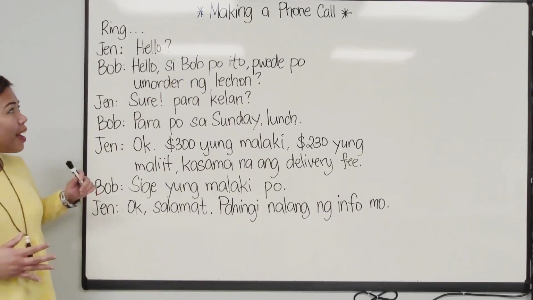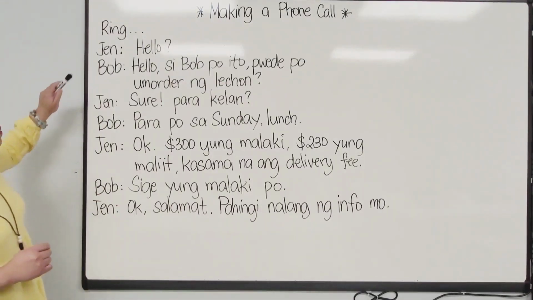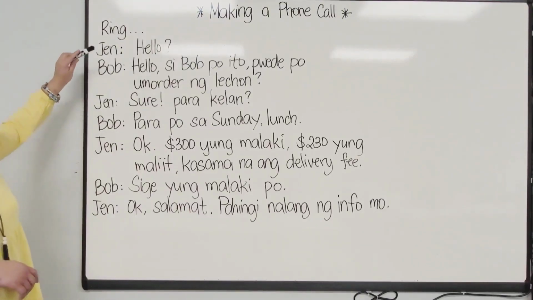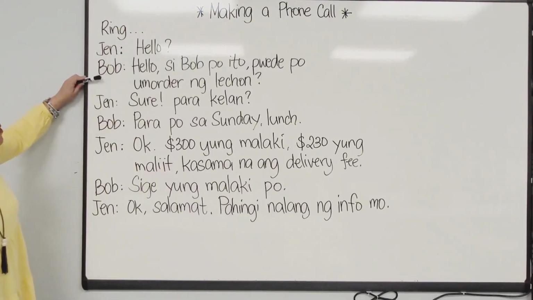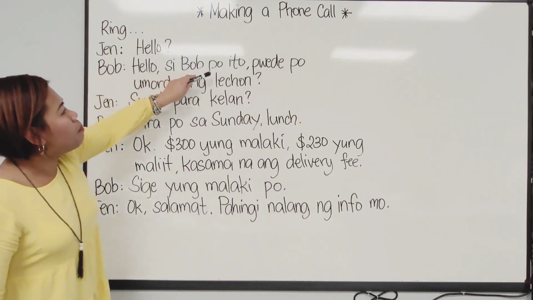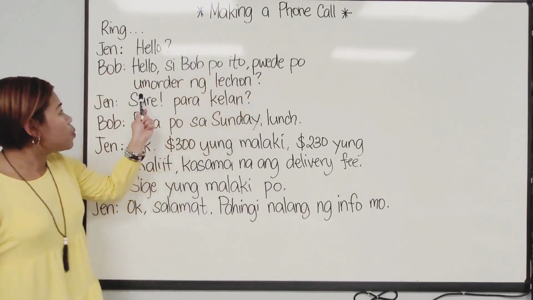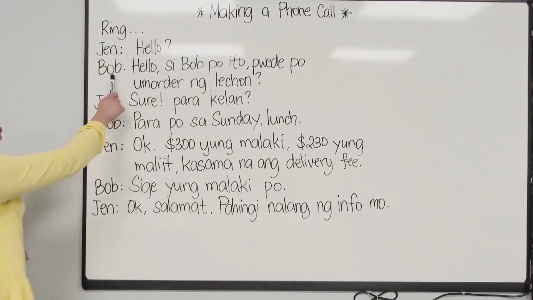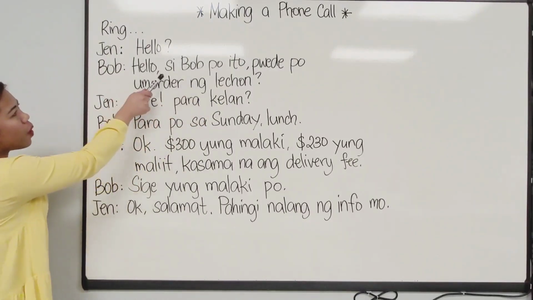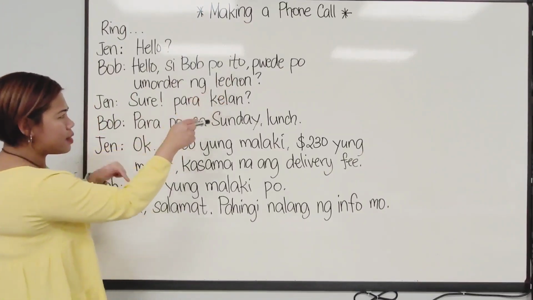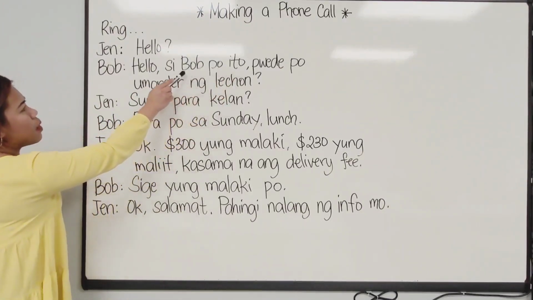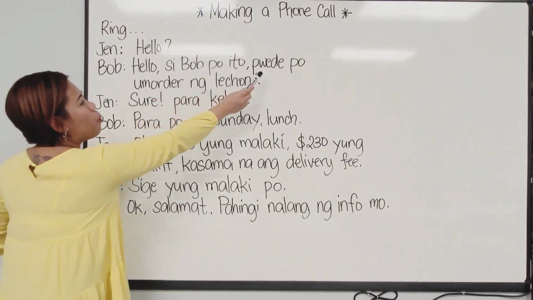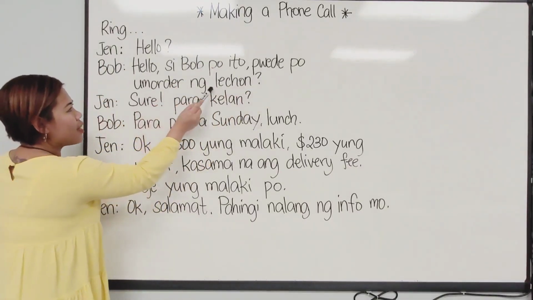So let us analyze the sentences one at a time. So of course, the greeting, hello, it's the same in the Philippines. So you say hello. And then Bob said, hello, si Bob po ito. Pwede po umorder ng lechon. So what is Bob saying here? So he introduced himself. Hello. Ito is this. This is Bob. Hello. This is Bob.